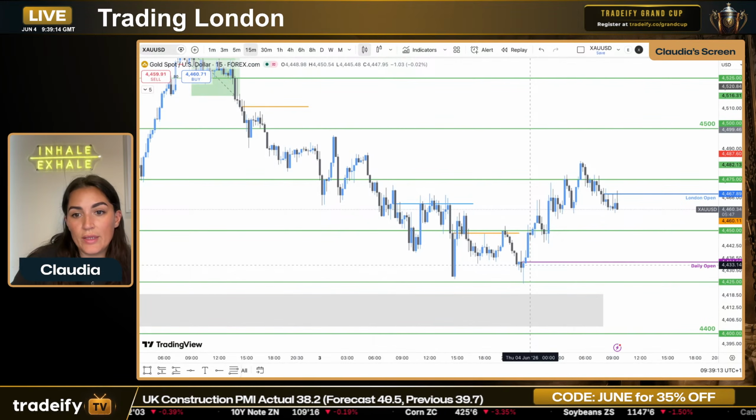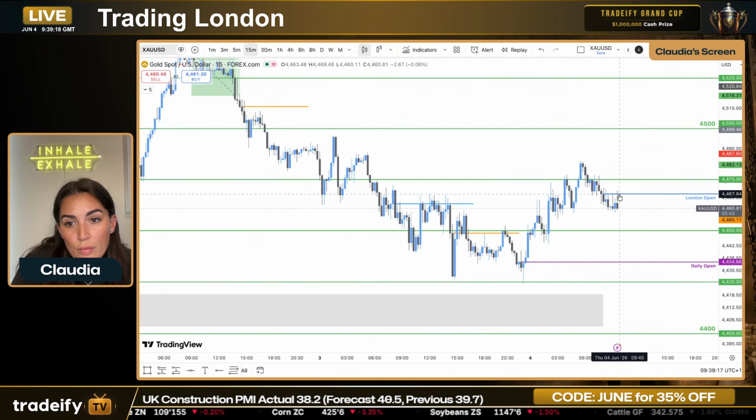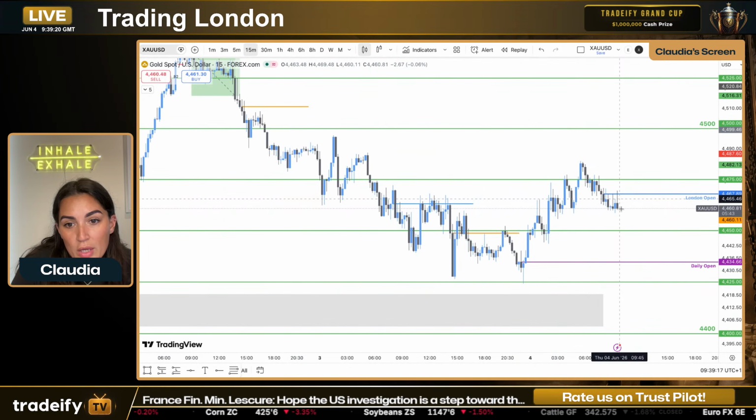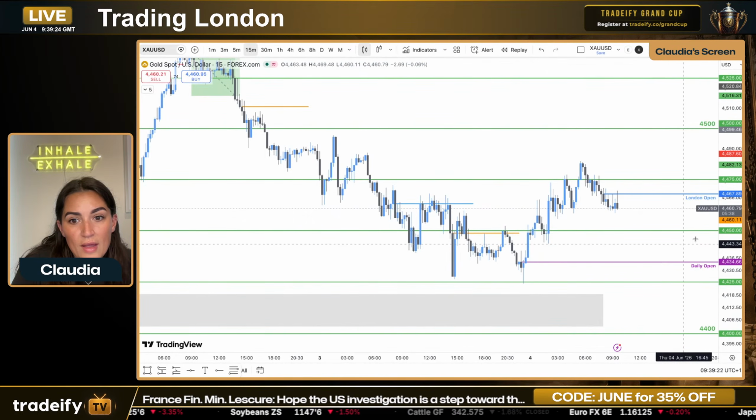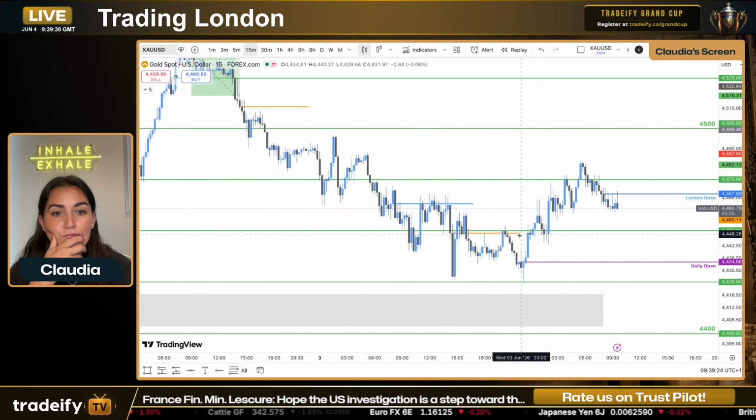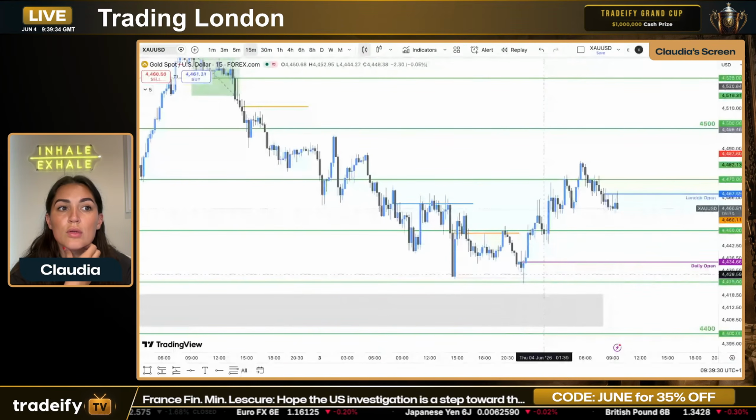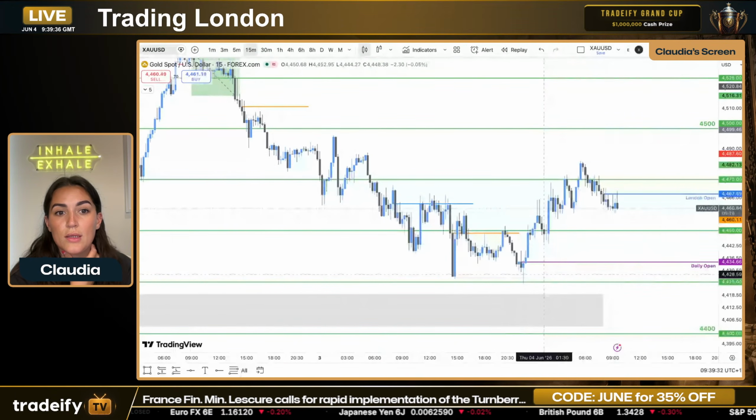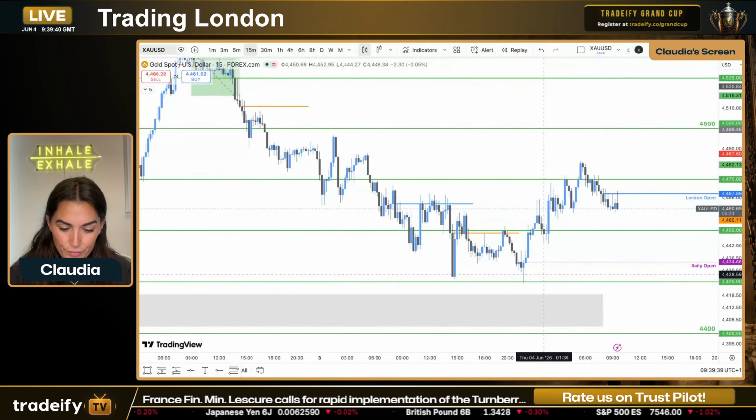We have a really nice wick rejection off London Open there. It could be that price wants to push down to either the previous day's New York Open or else these previous lows here. So it does look like selling pressure is stronger than buying. I would definitely be leaning more on sales today, 100%. So yeah, that's what I'd be looking for today.